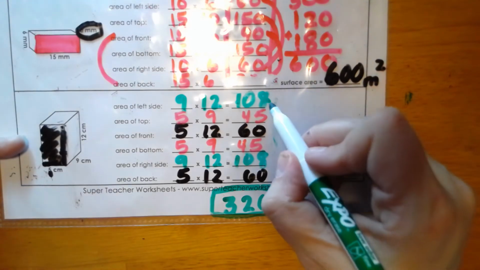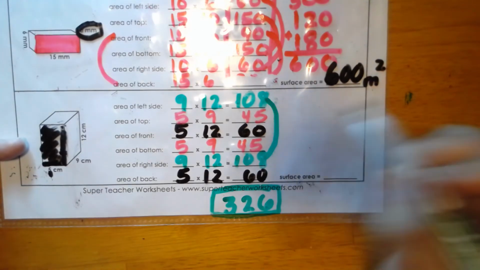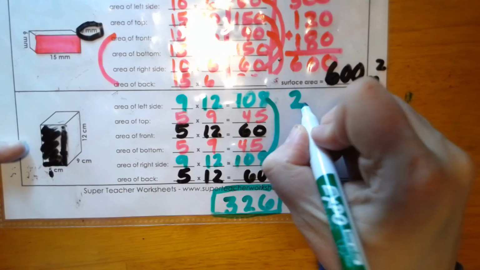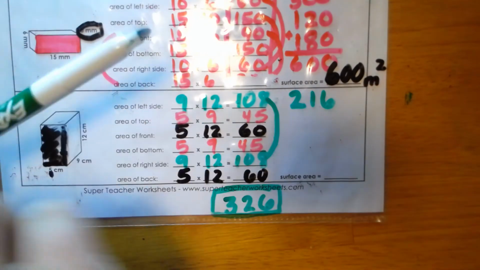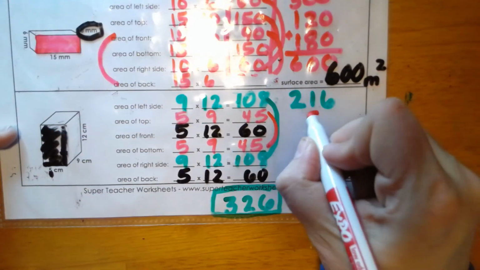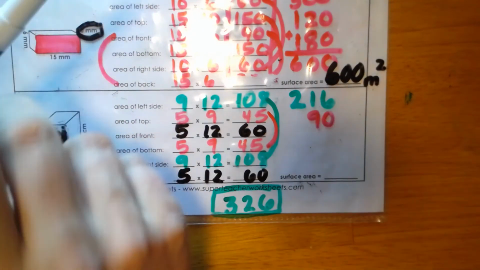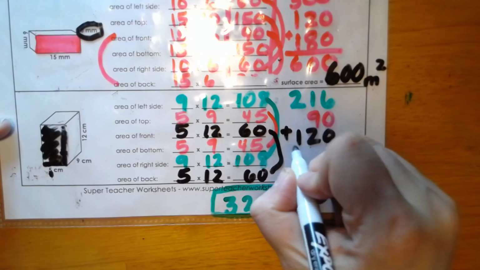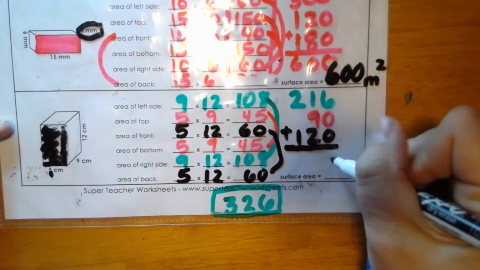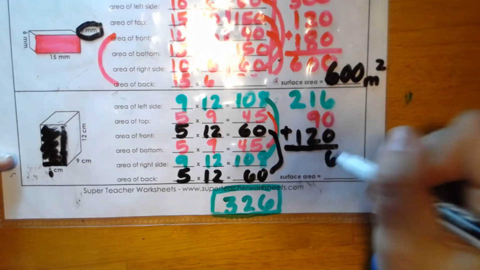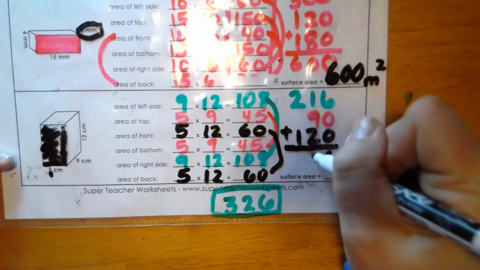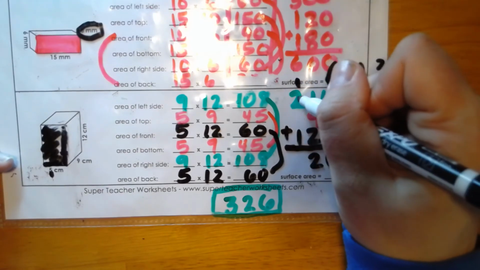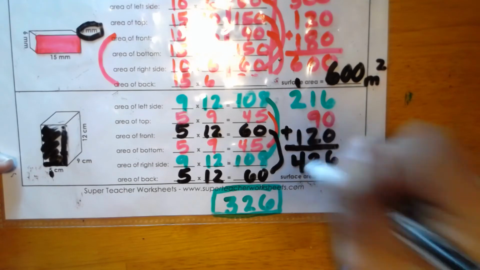Let's double check that there is more than one way to do this. 108 plus 108 is 216. 45 and 45 is 90. 60 and 60 is 120. Keeping my place values nice and lined up, the ones place. 6 plus 0 plus 0. 1 plus 9 is 10. 2 more is 12. 1 plus 2 plus 1. Uh-oh.